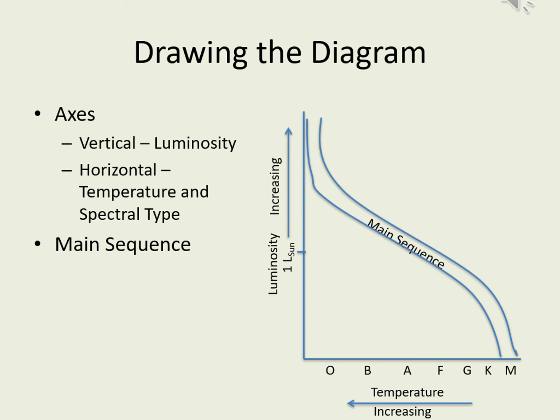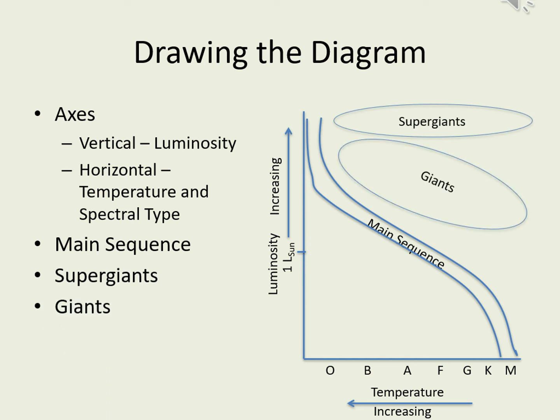Next, put in the giant and supergiant branches. The supergiants cover the entire top band of the diagram, while the giants are below them. Both are cooler than the main sequence stars. Finally, put in the white dwarf stars in a diagonal band below the main sequence. Remember to label all these groups of stars.